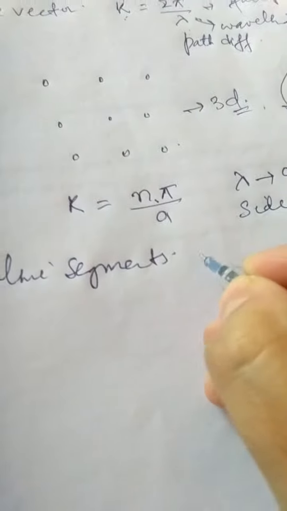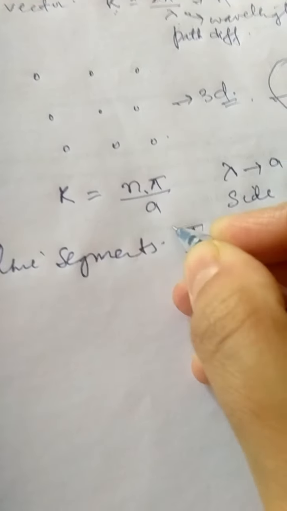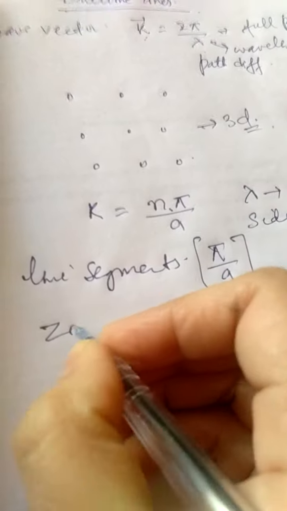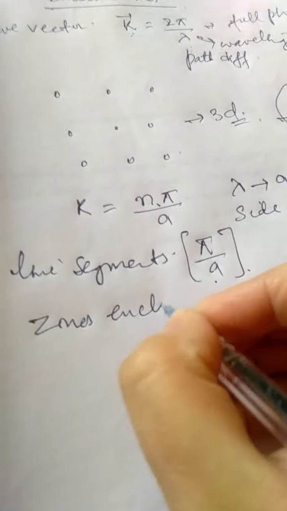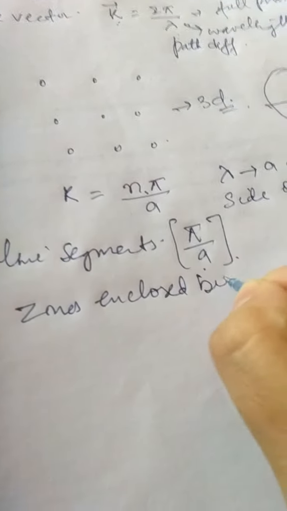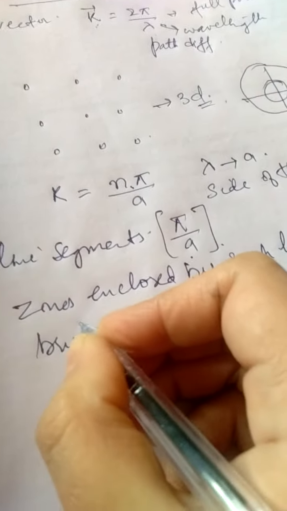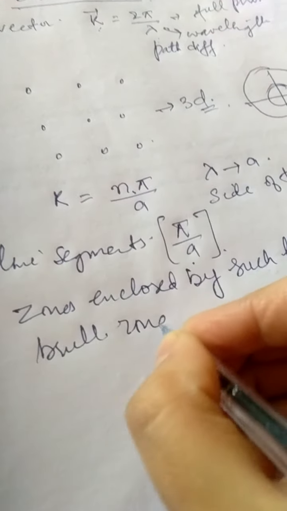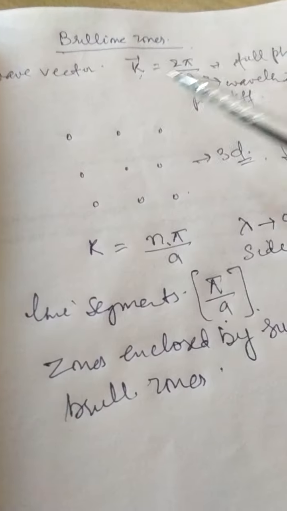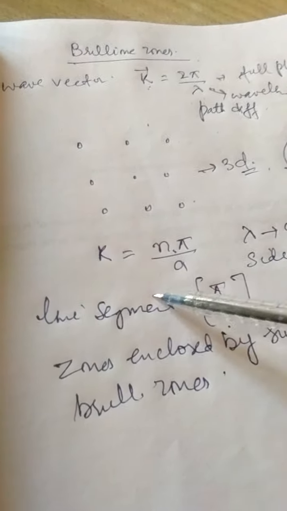Now if you can imagine line segments whose lengths are of pi by a times an integer, then the zones enclosed by such lines are called Brillouin zones.